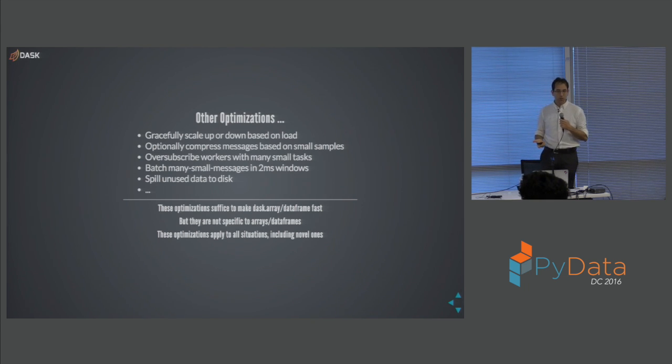All of these optimizations were necessary in order to make Dask array and Dask data frame work, but none of them were specific to arrays or data frames. So Dask has no idea, again, what an array or data frame is. As a result, all of these optimizations work everywhere, including on custom algorithms. I was working with scikit-learn developers a little while ago, and I said, okay, I've got this computation. I need to move this particular piece of data to all the workers, because they're all going to need it, and we want to do that quickly.